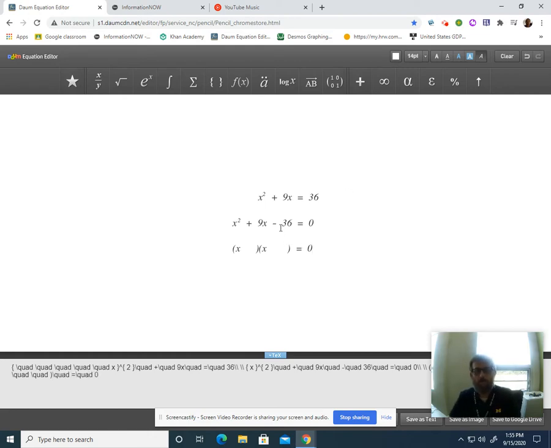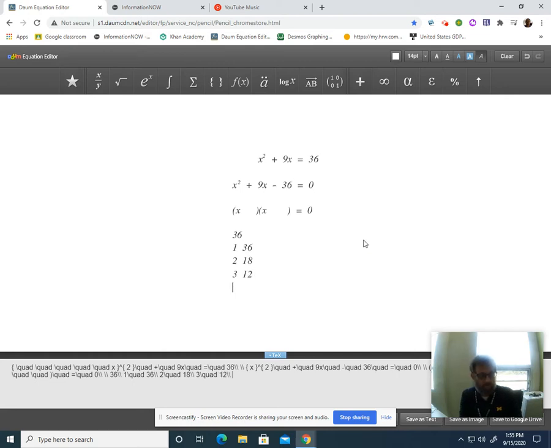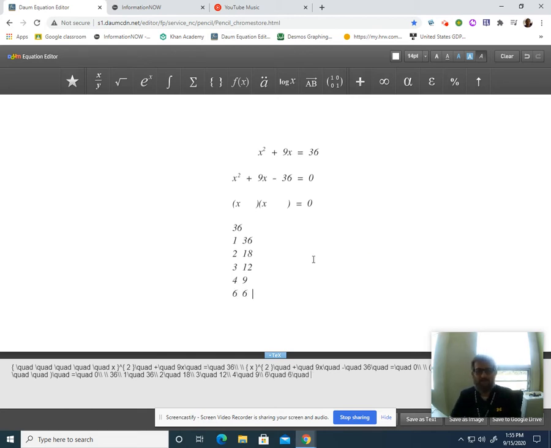Now, what we know is these two numbers have to multiply to give me 36, but they have to add up to give me 9. This is where not necessarily having really good arithmetic skills can get in your way, because what are the things that multiply to give me 36? Well, it'd be 1 and 36, 2 and 18, 3 and 12, 4 and 9, and 6 and 6. Now what I need is two of these numbers that also can somehow combine to give me 9.